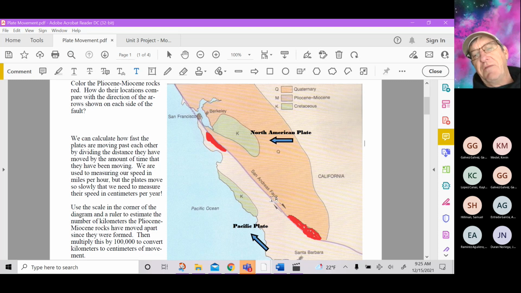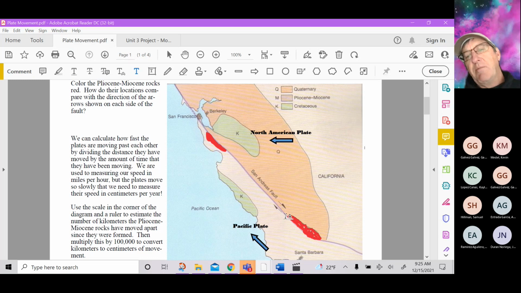So on this side of the fault, you can see that the arrow is going to the northwest. On this side, you can see that it's going to the southeast. How do the locations of those rocks that we just colored red compare to these arrows? Do they match, in other words, or is there no relationship?